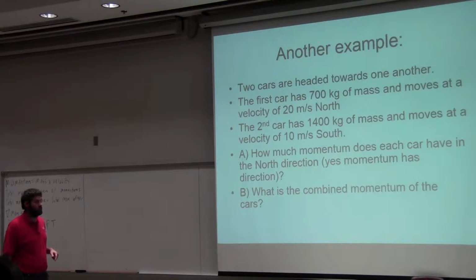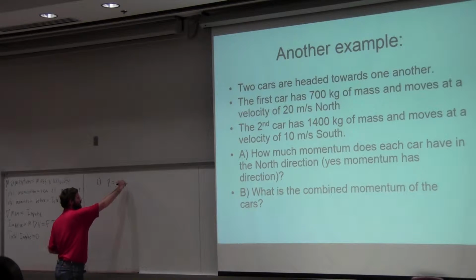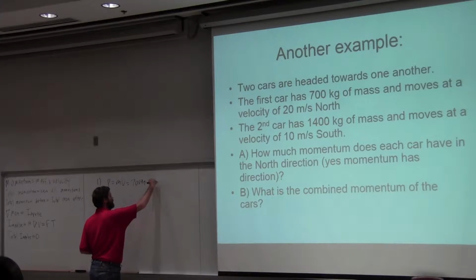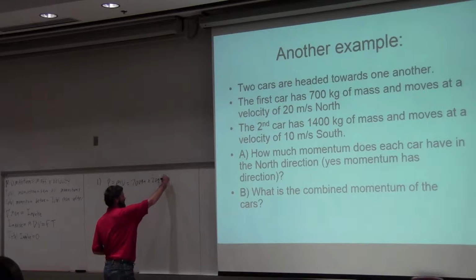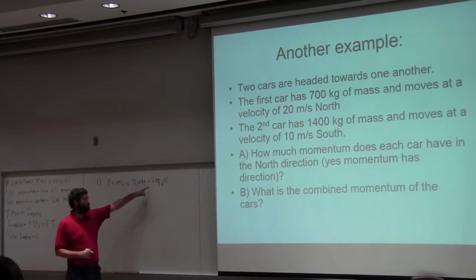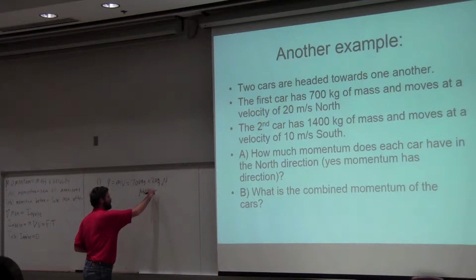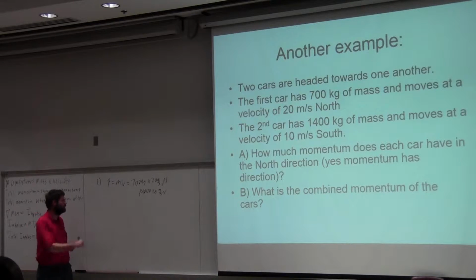All right, so let's do the momentum of each car. This is a level 1 problem times 2. So for car 1, momentum, mass times velocity, 700 times 20 meters per second north. We do the math. 7 times 2 is 14. We add 3 zeros. We got 14,000 units north. All right, so far, so good.